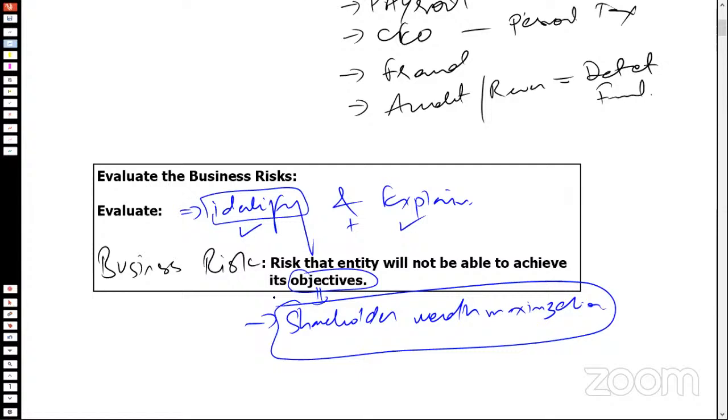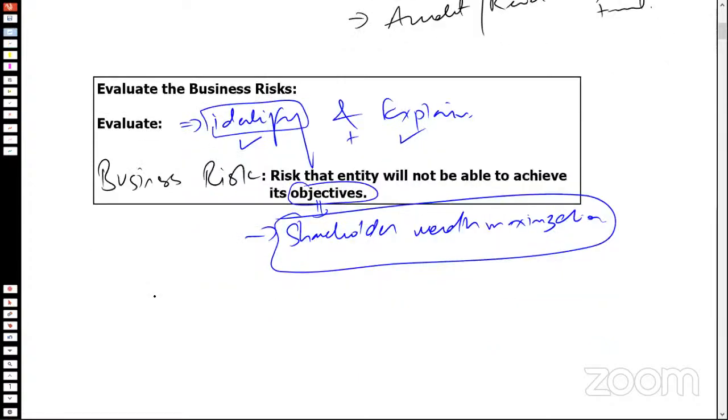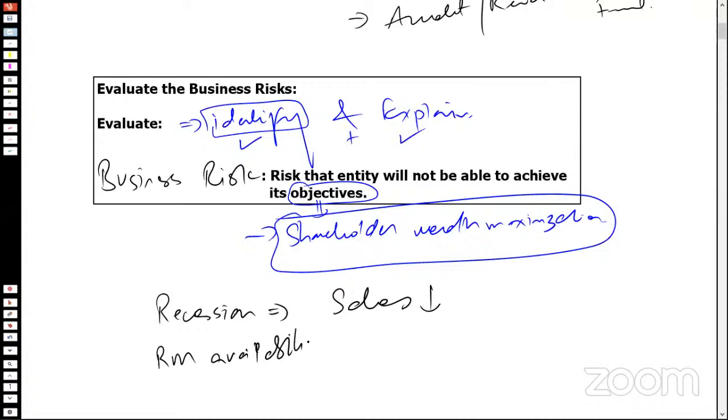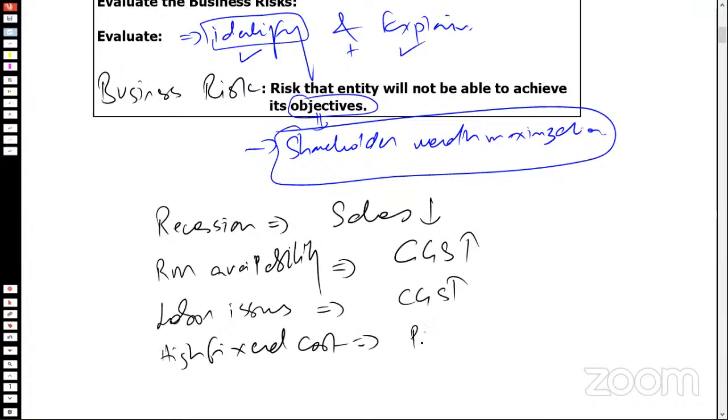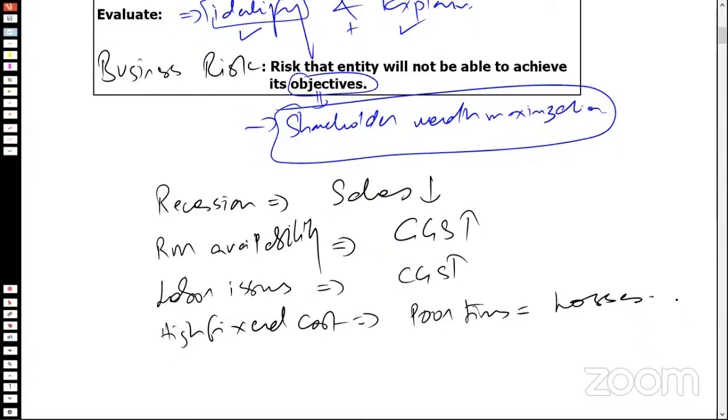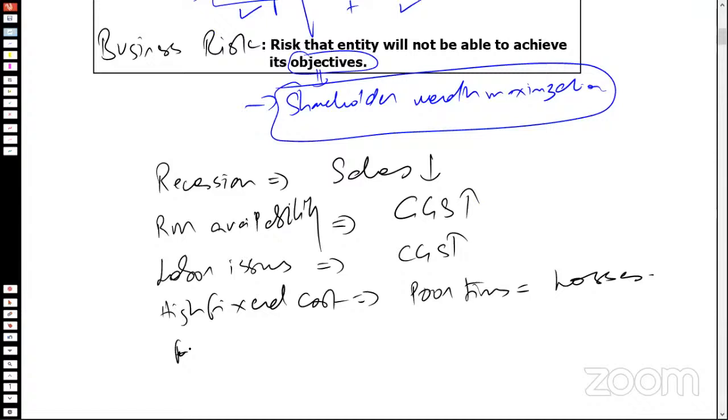Try to understand. For example, if there is an economic recession, the overall sales of the business are going to go down. If there is a shortage of raw material availability, ultimately the cost of goods sold is going to go up. If you have labor issues, where labor is not available, again the cost of goods sold would go up. For example, you have a high fixed cost. The high fixed cost would ultimately mean that in poor times the business would run into losses. There may also be the case where we have foreign exchange transactions.